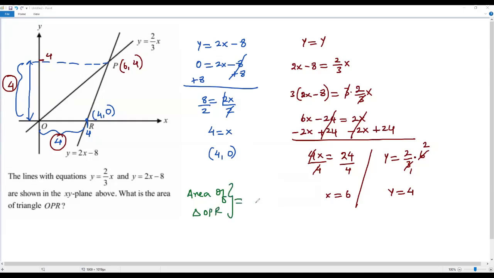Now let's get the area of triangle OPR. The formula is, as I said already, 1 over 2 times base times height. Here, 1 over 2 times the base of the triangle, which is 4, and the height of the triangle, which is also 4. Here 2 goes into 2 one time and 2 goes into 4 two times. Now let's multiply 1 and 2: 1 times 2 is 2, 2 times 4 is 8. Therefore, the area of triangle OPR is 8 square units.